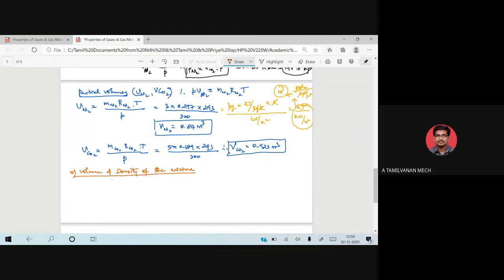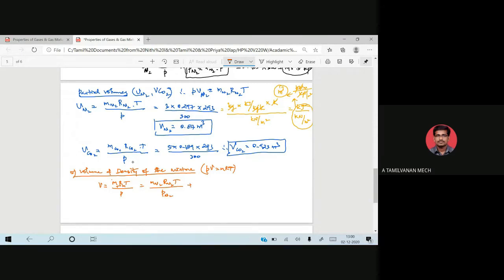From the equation PV is equal to MRT, you can consider the whole system, because volume is asked for the whole system. From the equation, volume is equal to mass of total into R of mixture divided by total pressure. So mass of total can be written as M of N2 into R of N2 into temperature divided by the partial pressure of N2.